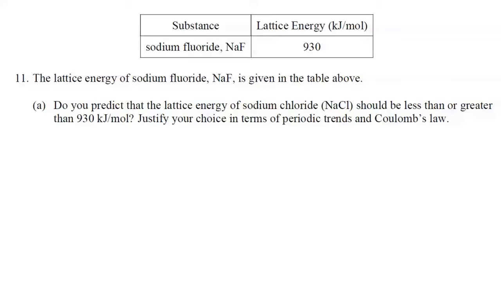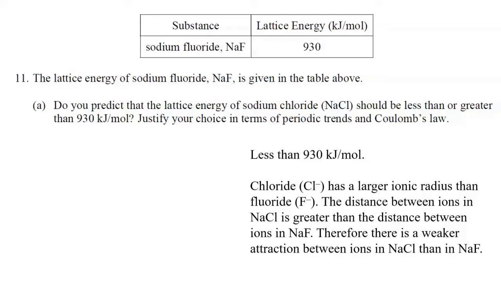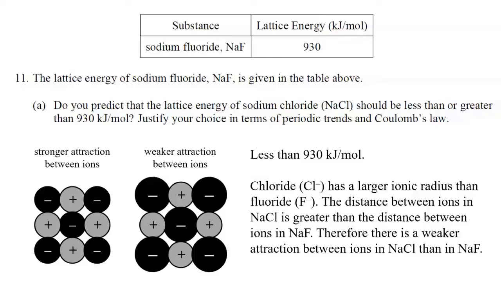So both fluoride and chloride are -1 in terms of their charge, but chloride is larger in size. Remember that size gets bigger as you go down from top to bottom. So chlorine, as in the atom, as well as chloride, the ion, has a larger ionic radius than that of fluoride. So the distance between the ions in sodium chloride is greater than the distance between the ions in sodium fluoride. So according to Coulomb's law, if the distance between the ions increases, that is a weaker attraction between the ions, so sodium chloride should have a lower lattice energy.